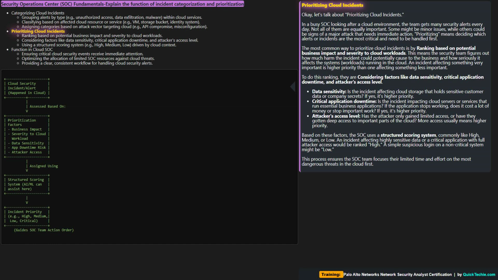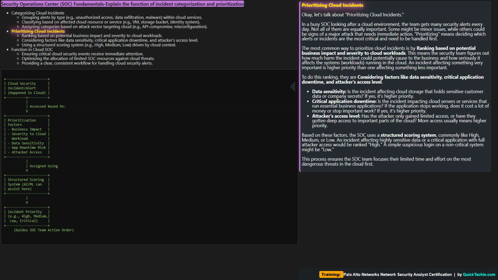This means the security team figures out how much harm the incident could potentially cause to the business and how seriously it affects the systems and workloads running in the cloud. An incident affecting something very important is higher priority than one affecting something less important. To do this ranking, they are considering factors like data sensitivity, critical application downtime, and attacker's access level.